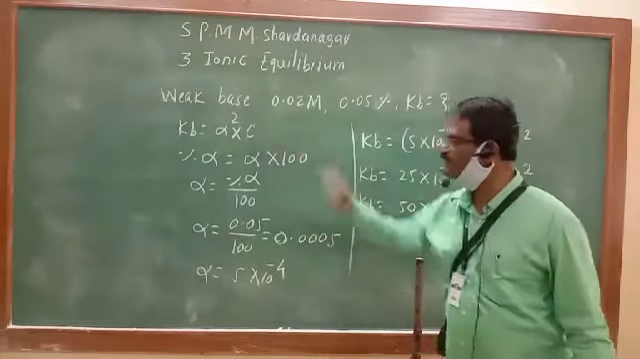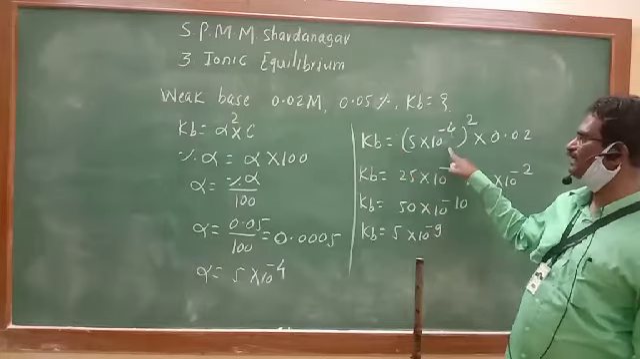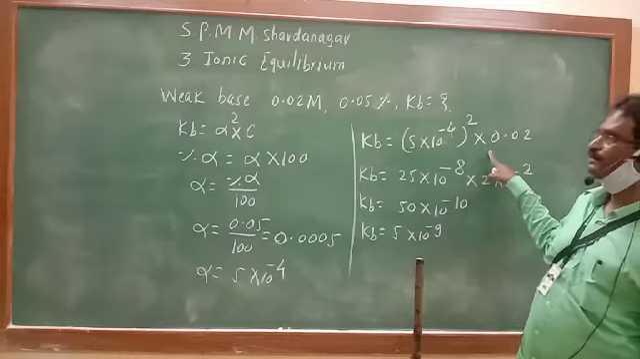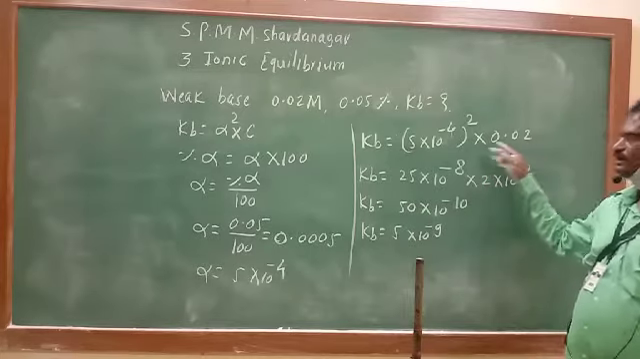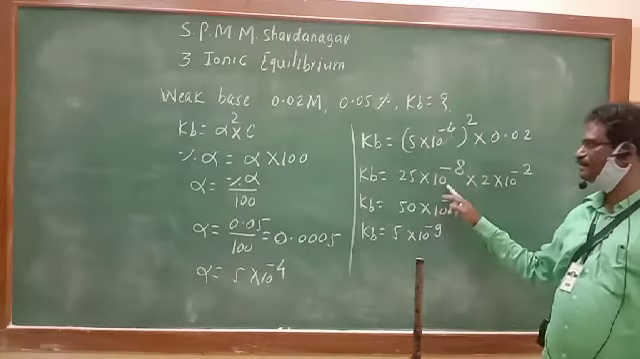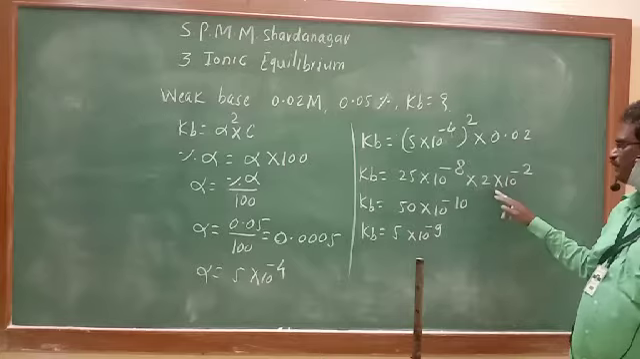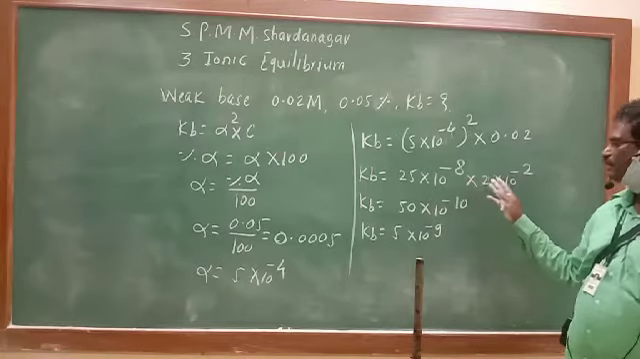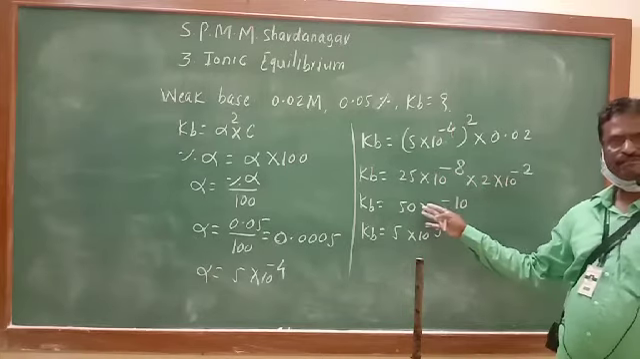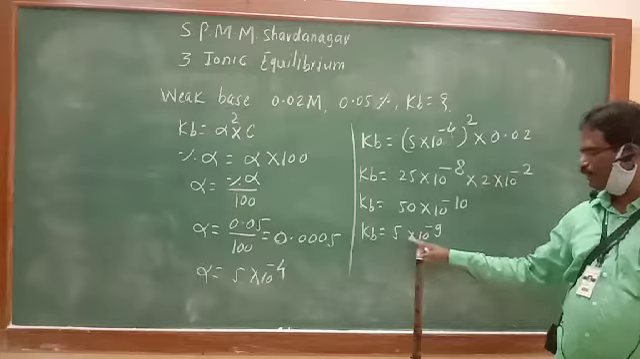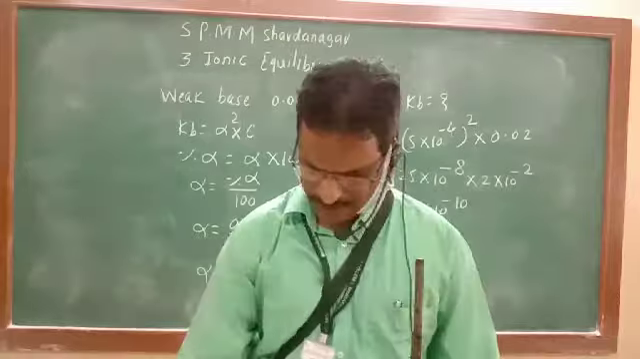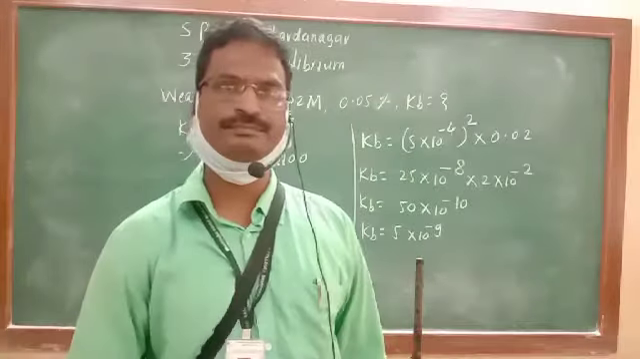Substituting this value in the equation, Kb is equal to 5 into 10 raised to minus 4, squared, into the concentration 0.02 molar. The square of 5 is 25 into 10 raised to minus 8, and 0.02 is written as 2 into 10 raised to minus 2. 25 into 2 is 50 into 10 raised to minus 10. Instead of this format we can write 5 into 10 raised to minus 9. That is the dissociation constant of the weak base.